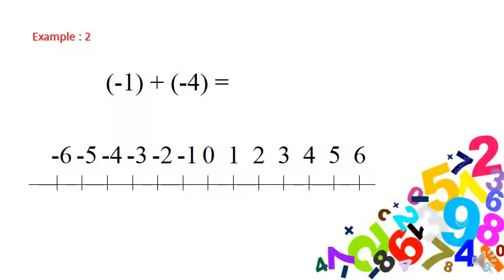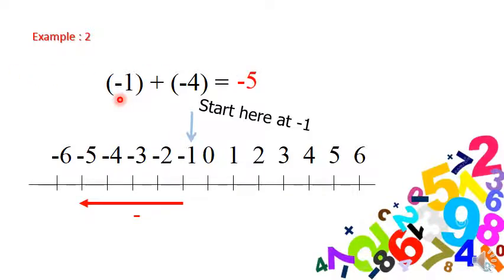Take another example, negative 1 plus negative 4. So we start at negative 1 and then we go 4 backward spaces to the left. So we will reach negative 5. So the answer is negative 5, as you can notice here.